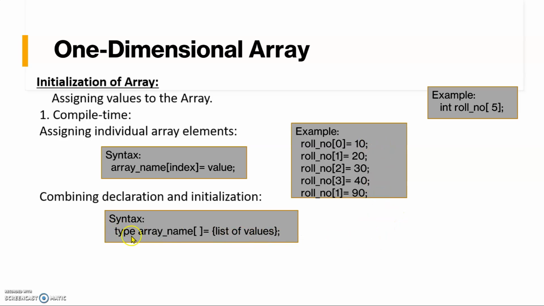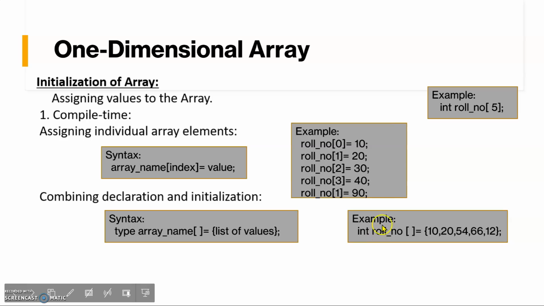This is the declaration part where we are not mentioning the size here. Using the flower braces, within these flower braces we will be listing all the values that you want to store. You can see here the same example that I have given. I have written int roll number and no size should be mentioned, and all the values can be specified.